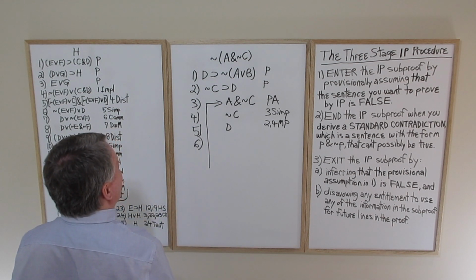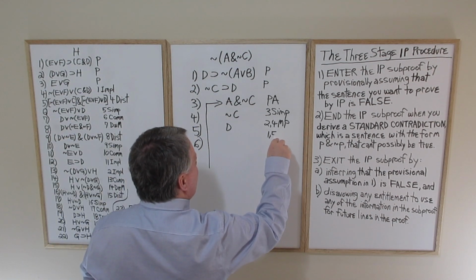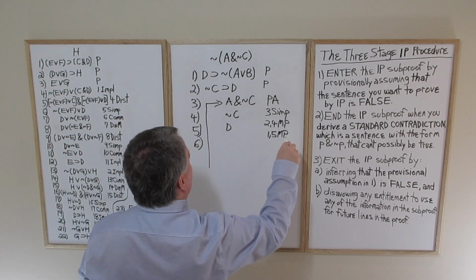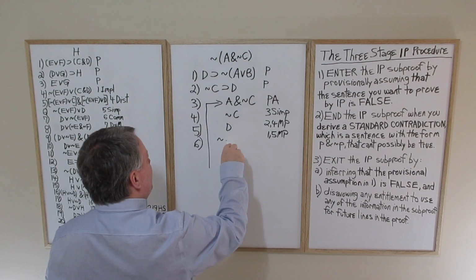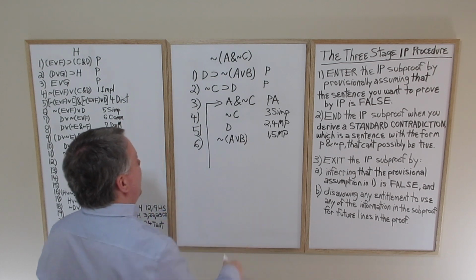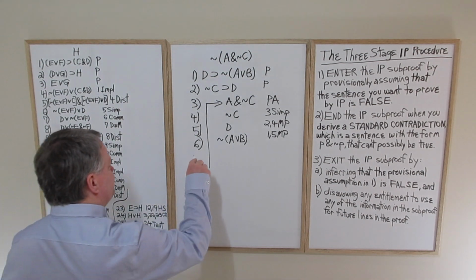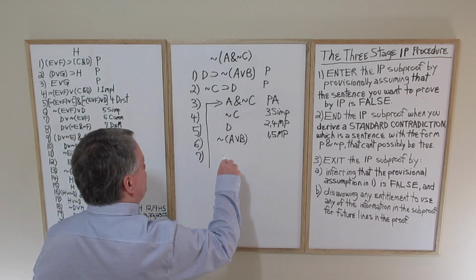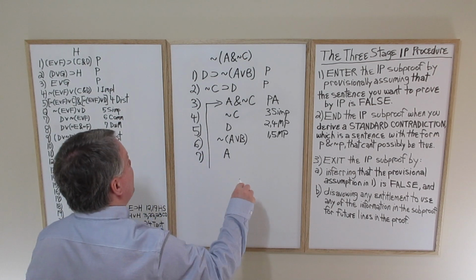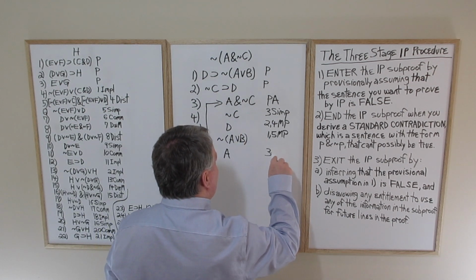Now we've got the antecedent of the first premise, 1, 5 modus ponens will give us tilde A or B. Now, we still have to get a standard contradiction. Here, I'll simplify the other conjunct from our provisional assumption, 3 simp.